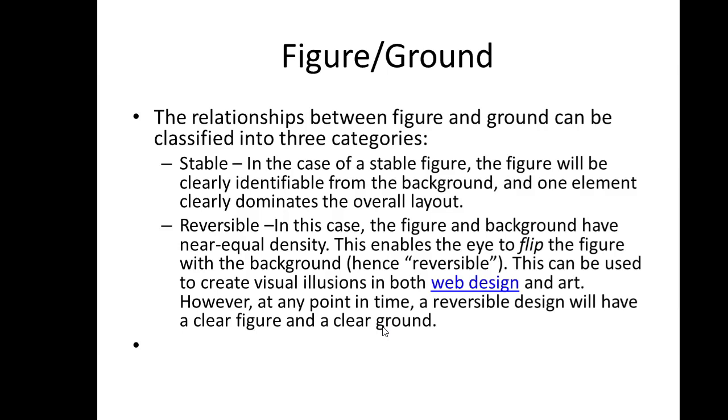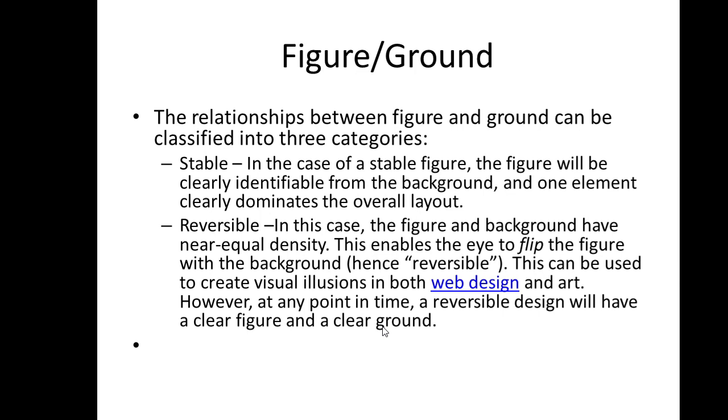The relationships between figure and ground can be classified into three categories. So we have the stable. In the case of the stable figure, the figure will be clearly identifiable from the background, and one element clearly dominates the overall layout. In most cases for user interface design, I think it can be more on stable.